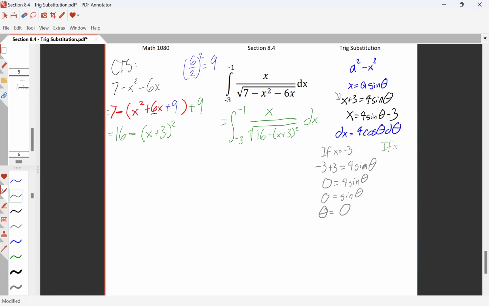And if x equals -1, we have -1 plus 3 equals 4 sine theta, or 1/2 equals sine theta. And when sine theta equals 1/2, theta is pi over 6. So the upper bound is going to become pi over 6. The lower bound will be 0. Giving us the integral from 0 to pi over 6. X is 4 sine theta minus 3.